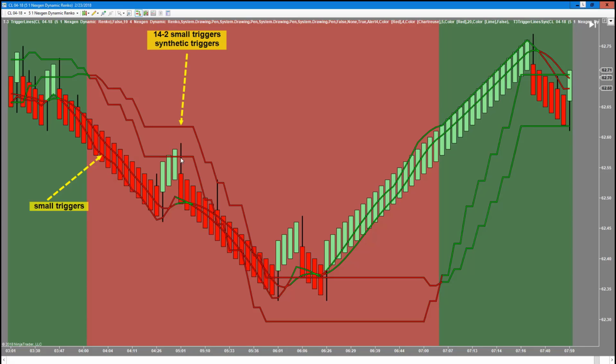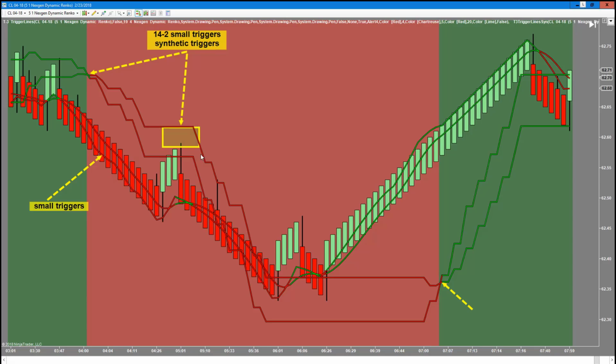Now, there's a couple of relationships on your chart that you're going to notice. The first of which is the background color. When the 14-2 triggers cross to the downside, the background color paints red. Pretty easy. And when the 14-2 triggers cross up, as you see over here, the background color will change to green. Now, what we look for is when the market is going down and our trigger lines are going down, we look for some type of short signal, or we look for our rules to be met.